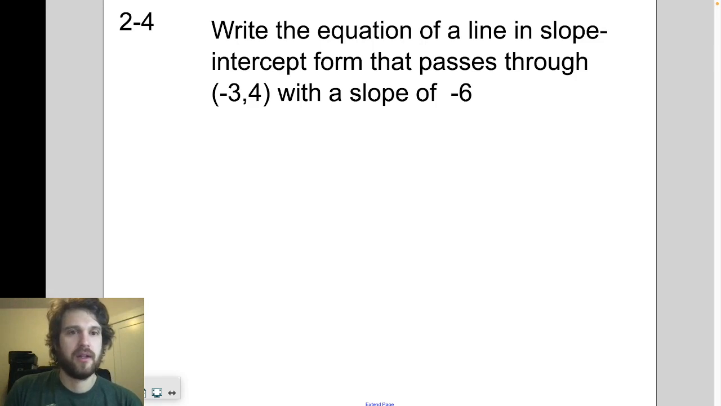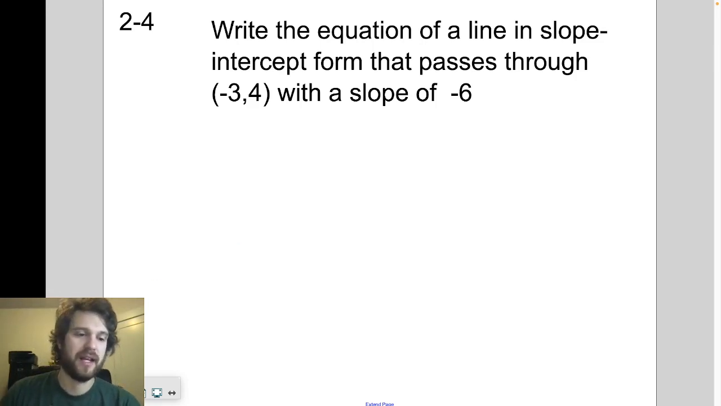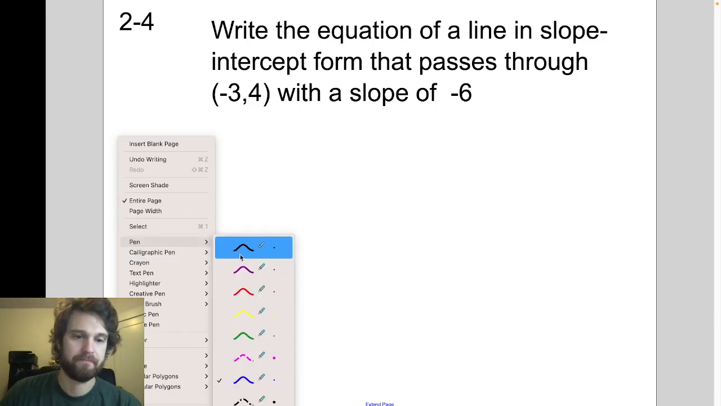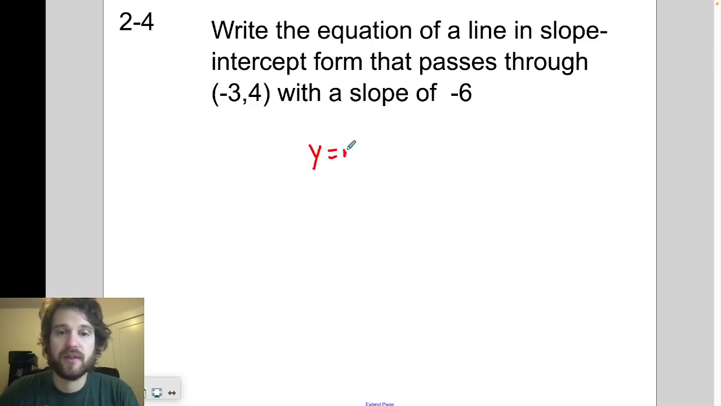Okay. In 2-4, this says, write the equation of a line in slope-intercept form that passes through negative 3, 4, with a slope of negative 6. So in this lesson, we used slope-intercept form. So we always start with y equals mx plus b. I forgot to mention, during the video, you should be jotting stuff down on your note card that you can use on the final.